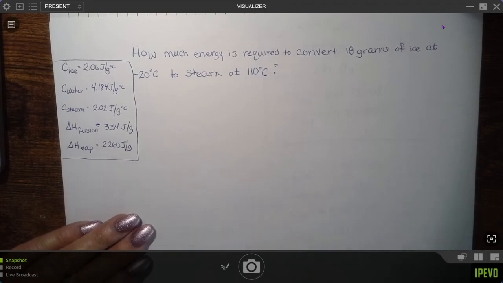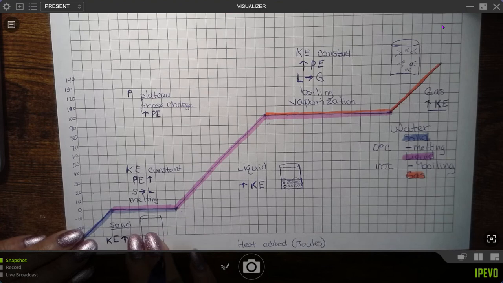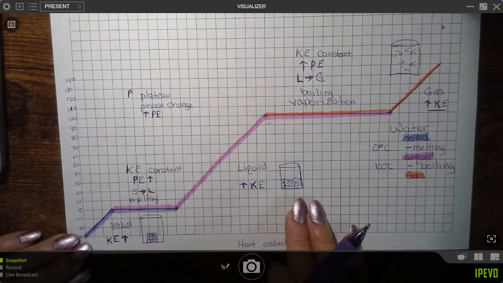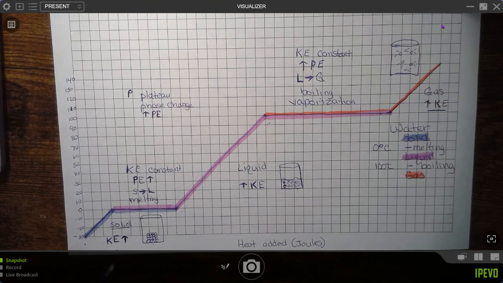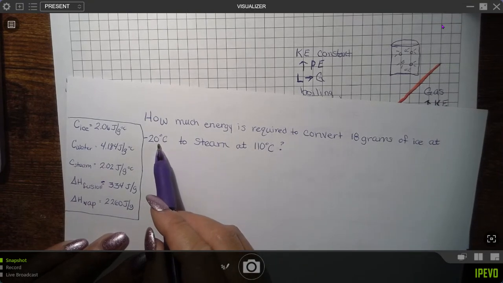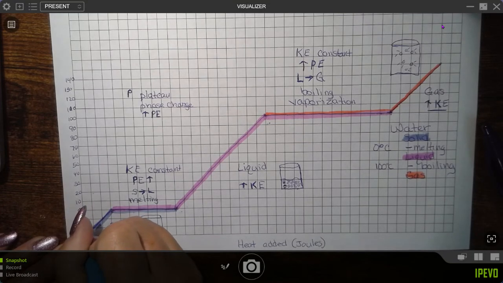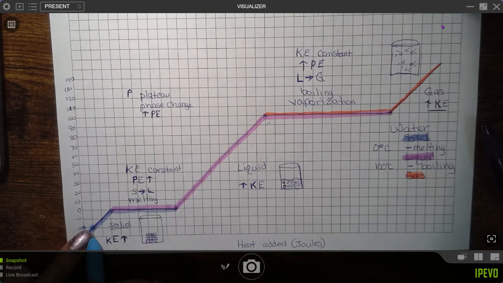The other thing that we need to do, and I think it's helpful, is to look at a heating curve as we do this calculation, and take note of where we're starting and where we're ending. Our example says we're starting at minus 20 degrees Celsius. So on my heating curve, this would be the point where I'm starting, going from ice at minus 20.